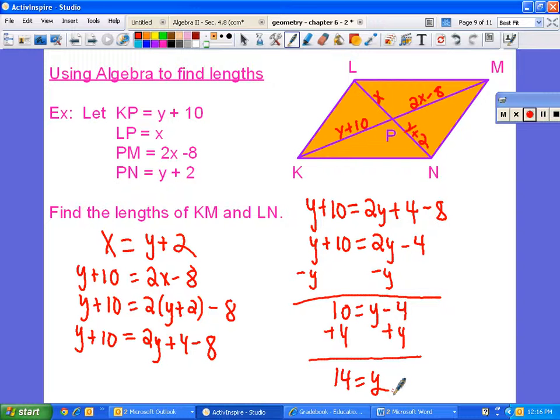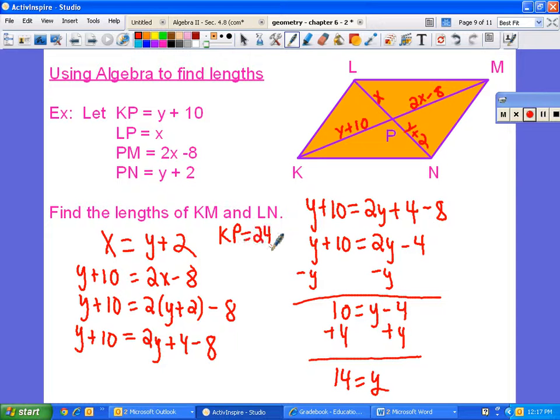Okay, so I want to know the lengths of KM and LN. So it's not enough that I know what y is. But I can start filling in some information. Bill, based on what you now know about y, give me the value of one of these line segments. So KP is 24. So we can say that KP is equal to 24.